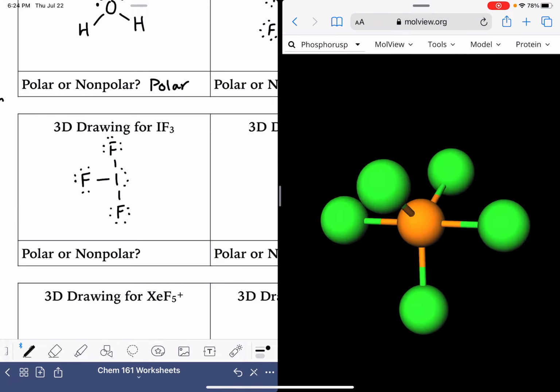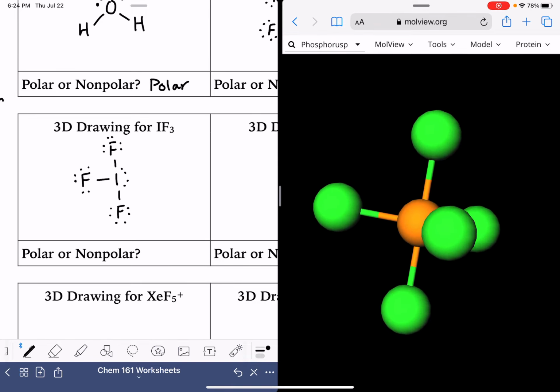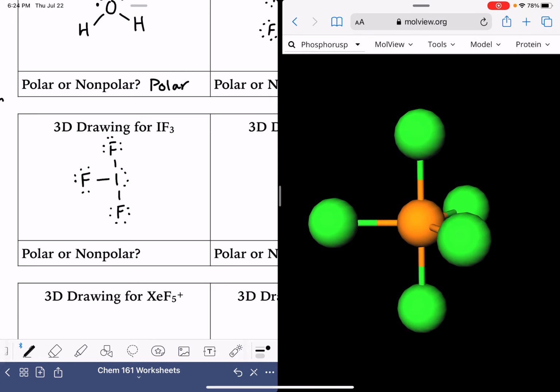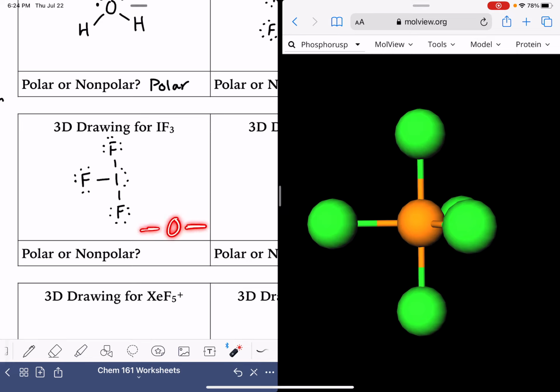And in this representation, the way I'm holding it right now, those 2 green spheres on the right-hand side are going to be our lone pairs. So what we want to do is look at the relative position of those 2 green spheres. If those 2 green spheres are perfectly opposite each other from that central orange atom, then the molecule will be nonpolar because those electrons are balancing each other out.